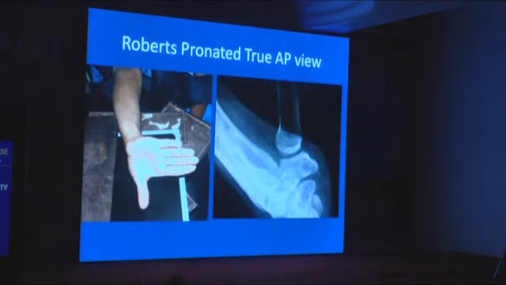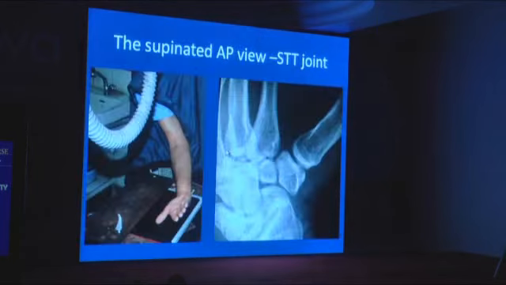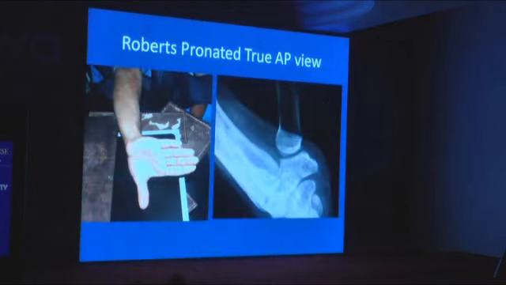So what you need to do is to pronate completely. You pronate your forearm completely and keep it flat on the table, and you'll find the joint looking at you perfectly well. Now the same thing should obviously be there when you supinate. And when you supinate, you get to see the STT joint much better. Now see the difference between these two.